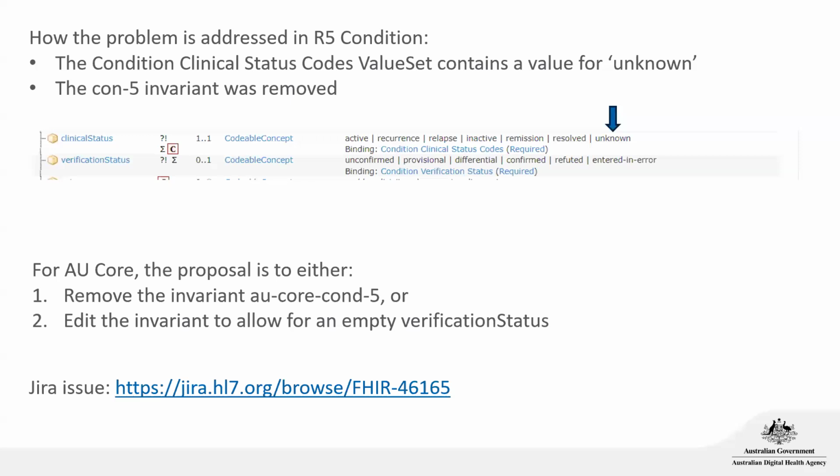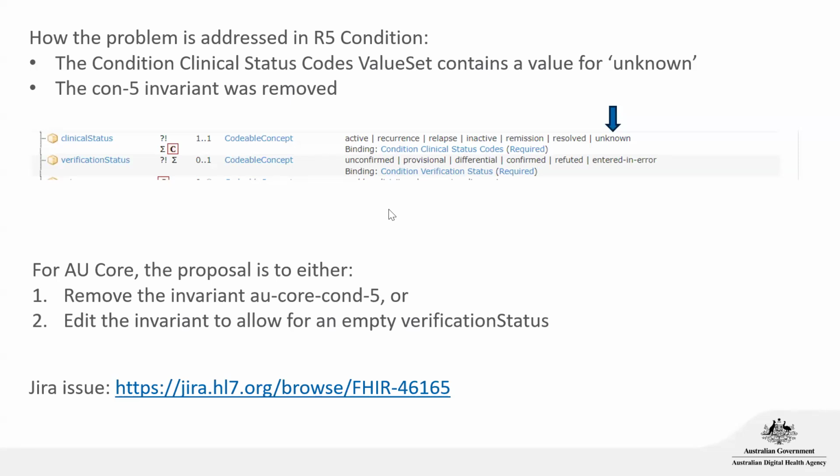In the Jira ticket, I did put a proposal to consider removing the invariant, but there's another option, which is also to edit the invariant to allow for an empty verification status. And then I have a link there to the Jira issue, which has a proposal for what it could look like if we're editing the invariant. So that's all the slides that I have, and I'm happy to take questions.